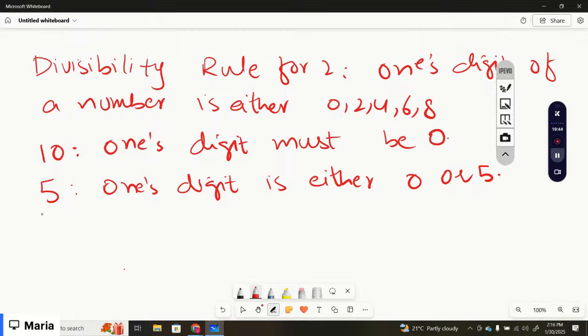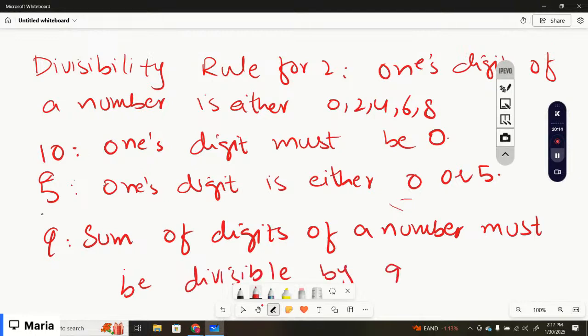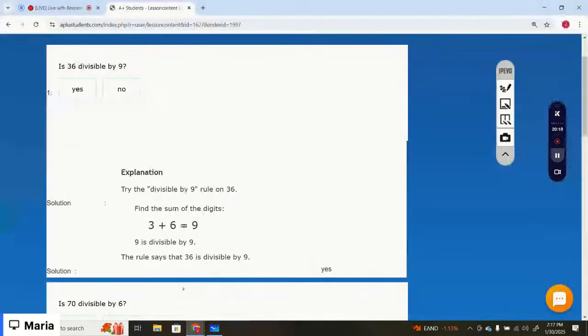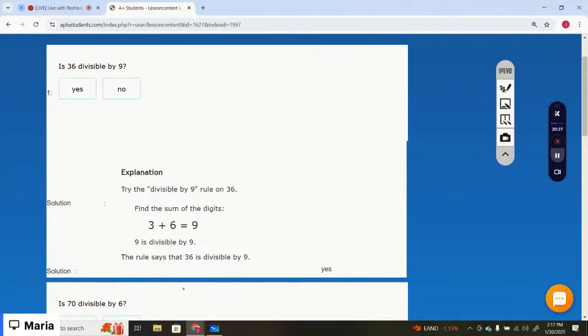The sum of the digits of a number must be divisible by 9, right? So just look at the digits. The number is 36. Just add 3 plus 6. 3 plus 6 makes 9, and 9 divided by 9 is 1. So that means 36 is divisible by 9. Got it?